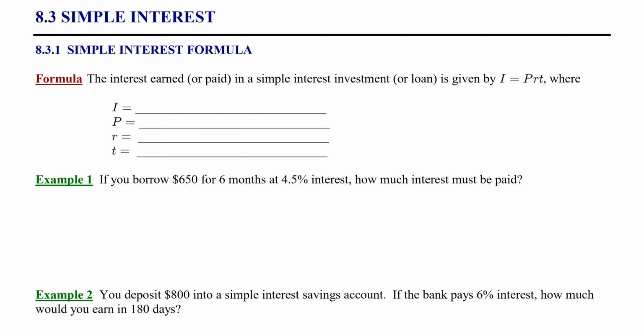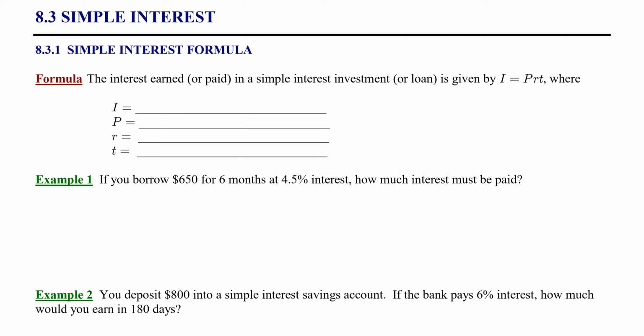In this chapter, we're going to study two types of interest. One is called simple interest and the other is called compound interest. So we'll begin in 8.3 with simple interest. We will examine two formulas in this section, the simple interest formula and the simple interest future value formula.